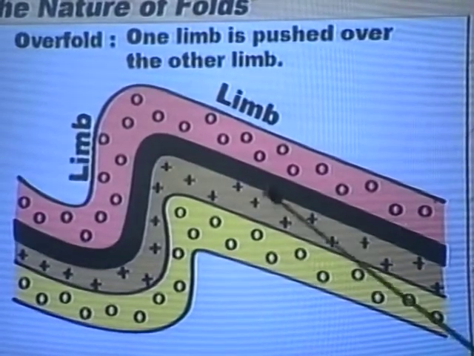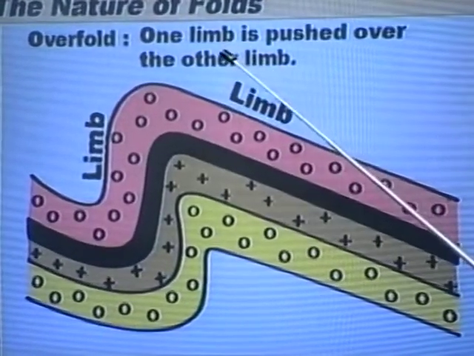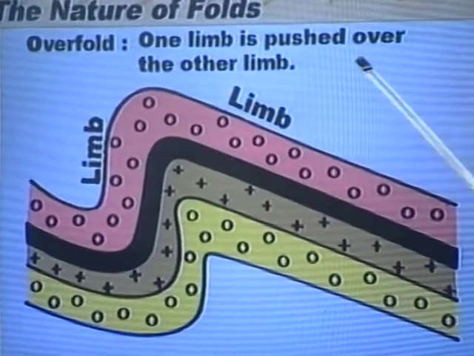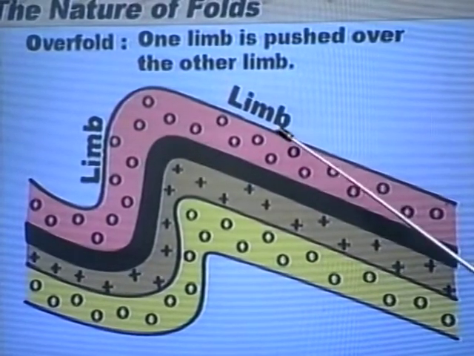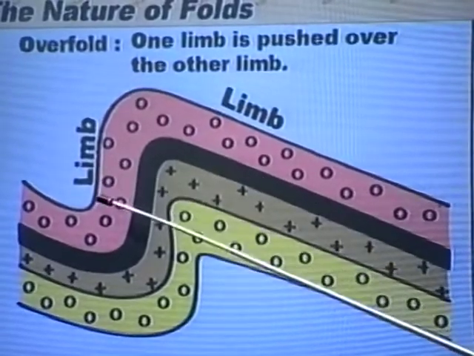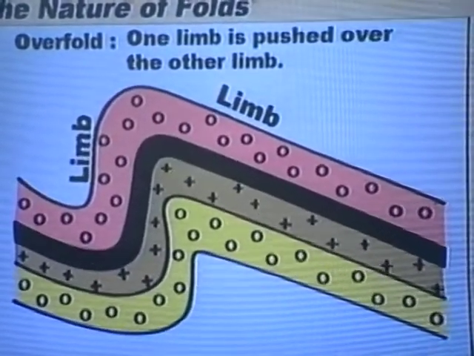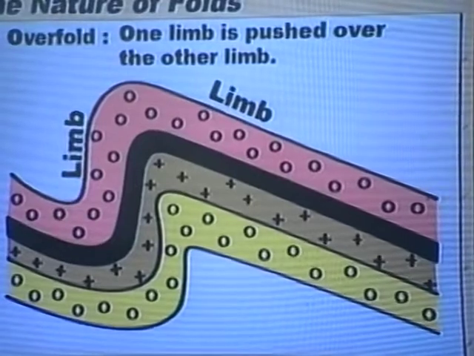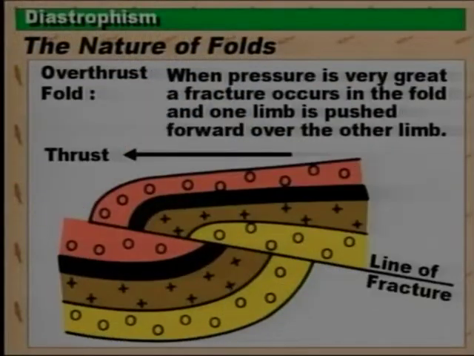Then you have an overfold, this time when one limb is actually pushed over the other limb. So this particular limb here is actually pushed over this limb. Forces of compression still exerted. And then finally, you have an overthrust fold. And that is when pressure is very great, a fracture occurs in the fold, and one limb is actually pushed forward over the other limb along the line of fracture.